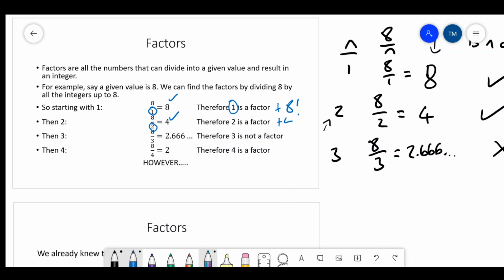So therefore, 4 is also a factor. We know that 3 doesn't work, so we can ignore that one. And then we get to 4, but we already know that that is a factor anyway. So whenever you get to a value that you are repeating, so whenever you are dividing by a factor that you have already found, so we have already found 4 here, we don't need to continue any further. We found all our factors. So all our factors here are 1, 2, 4, and 8.